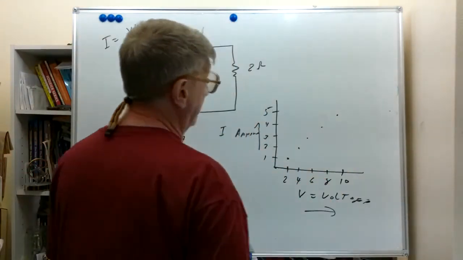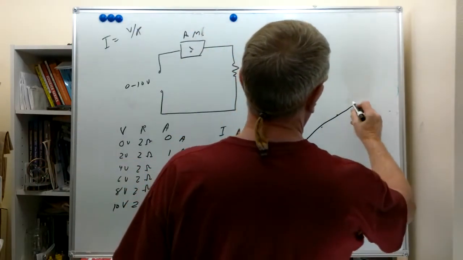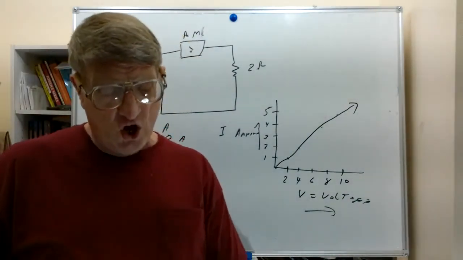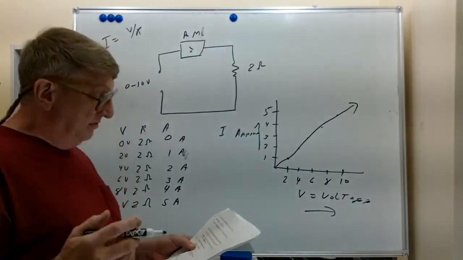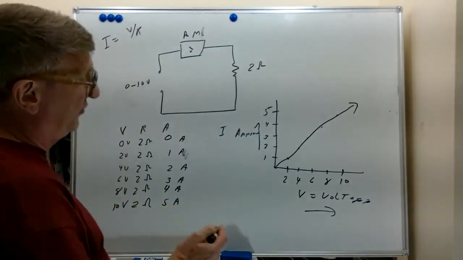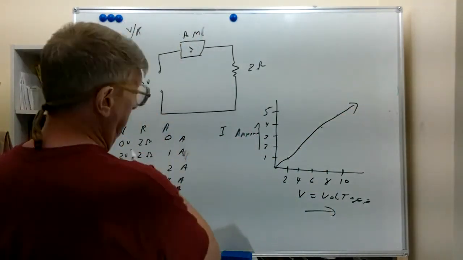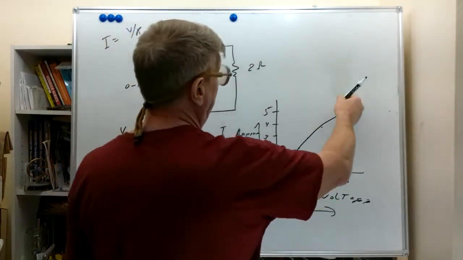Now what do we observe here? All these plotted points lie in a straight line. And this is what we call linear. The characteristic volt amp curve of a resistor is linear. They all line up in a straight line. And that was, as we saw over here, we doubled the voltage, we doubled the current. So we keep going up at the same angle.